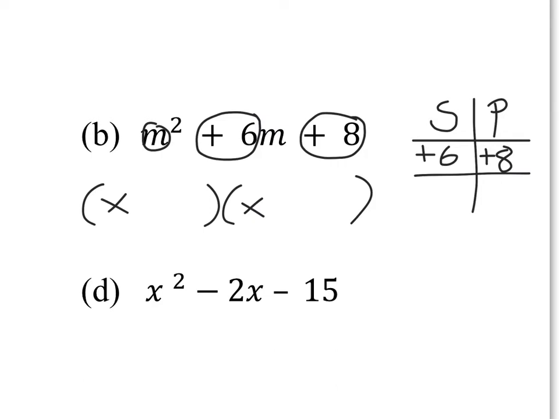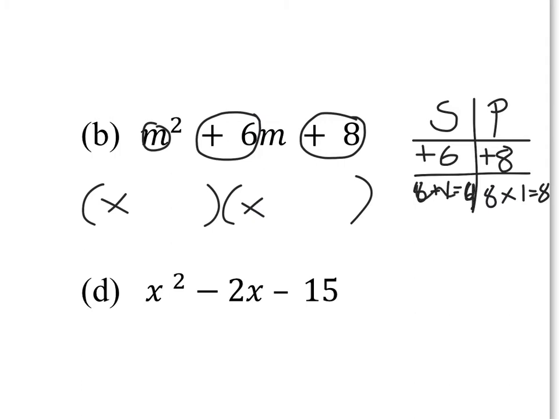So now let's go look at our product side first. And we're going to look at 8. What two numbers make an 8? All right, we're going to try 8 times 1. 8 times 1 is 8. 8 plus 1 is 6. No, it's not. It's 9.